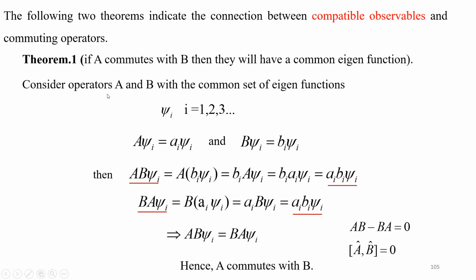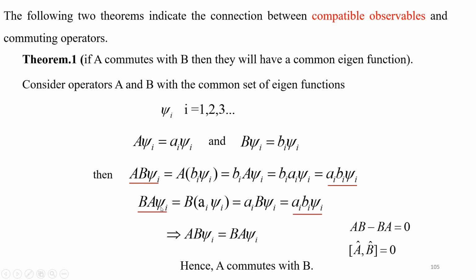For example, we'll consider operators A and B with a common set of eigenfunctions because they commute. So we'll take the wave function psi_i, where i equals 1, 2, 3, 4 and so on. And we know the eigenvalue equation: A operator operates on psi_i to give us the eigenvalue a_i psi_i. Similarly, B psi_i equals b_i psi_i. Then we'll consider AB psi_i, which is equal to, keeping the A operator as it is, the B operator operates on psi_i to give us b_i psi_i. b_i is a value, you can pull it out. So b_i, A operator operates on psi_i. Now we know that A operator operates on psi_i to give us a_i psi_i. So a_i and b_i are values we can interchange, and we can write it as a_i b_i psi_i.